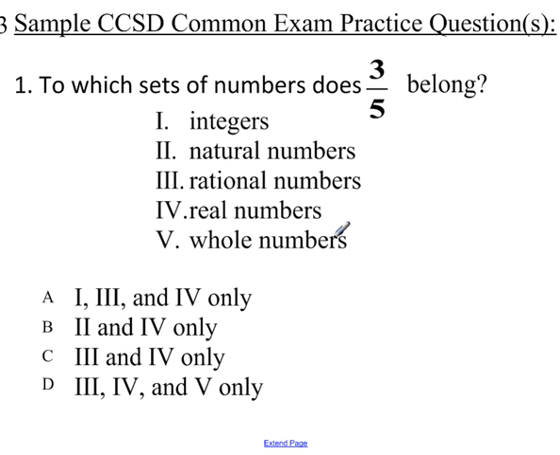Alright, these last few things here are sample CCSD questions. These are all stuff that you're going to see on your semester exam and therefore on our tests as well. So I'm going to just kind of quickly go through here. 3/5, it's real, it's rational, so we're choosing C.